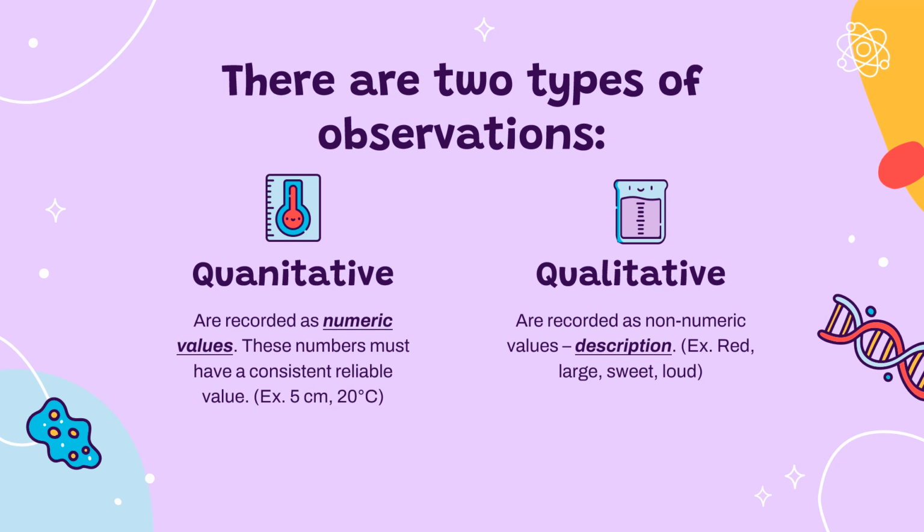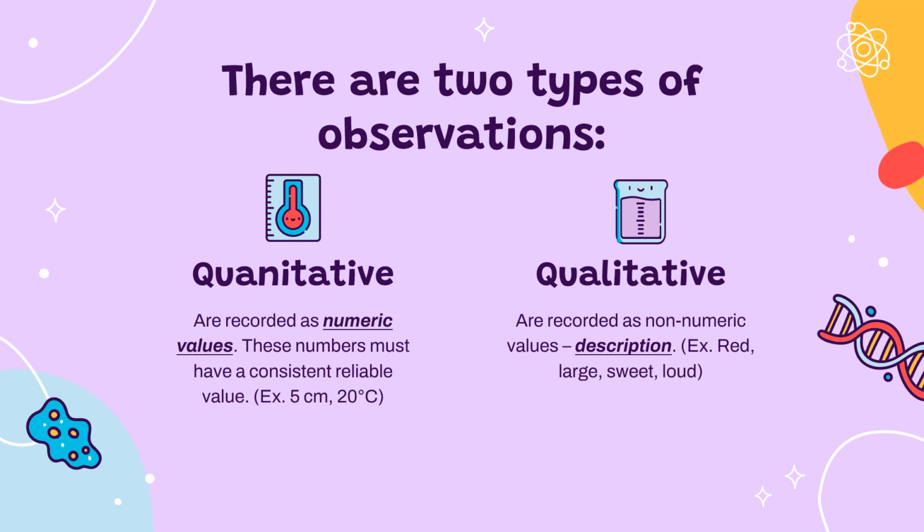For example, the color red. The color red in the little temperature guy on top of quantitative, is that the same or different from the color red in the DNA model over there on the right? These things could change, so they are more subjective, however, still very valuable.